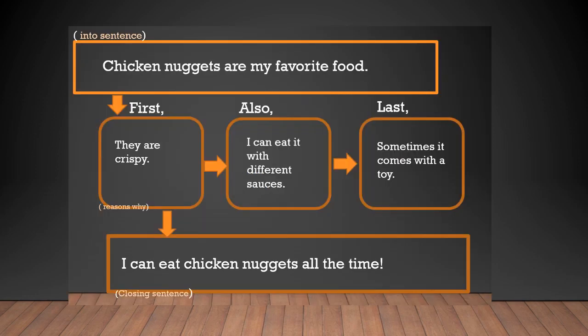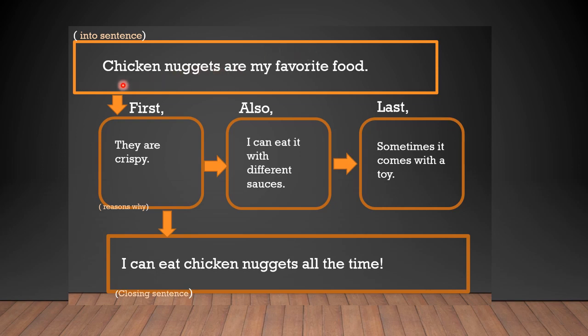Okay, boys and girls, so this is where we left off yesterday with our flow map. Our flow map has our beginning sentence that we call an intro sentence or introduction sentence. So I have it labeled up here. And our introduction sentence introduces the reader to what we are talking about. So our first sentence is, chicken nuggets are my favorite food. So that tells the reader that the entire paragraph, all 4 sentences after it, are going to talk about chicken nuggets and why they're my favorite food.